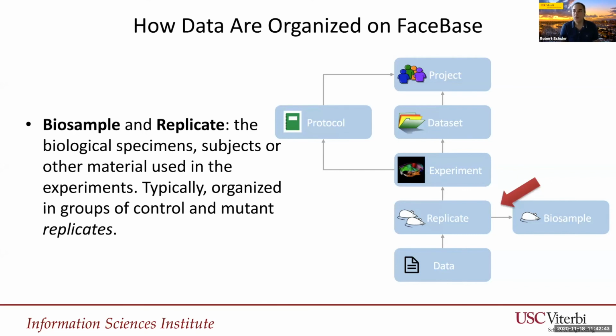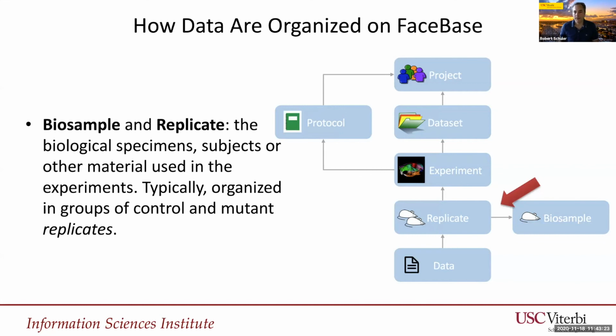We don't run a tissue bank or anything like that at FaceBase, but clearly we do want to have metadata, the information describing this part of the experiment, so that when you get to the data you understand what it came from, what was under investigation. So these can be biological specimens, whole subjects, or other material used in the experiment. In some cases, we have some special fields for cell characterization and cell line information. These are typically then organized in groups of, say, the control and mutant replicates.